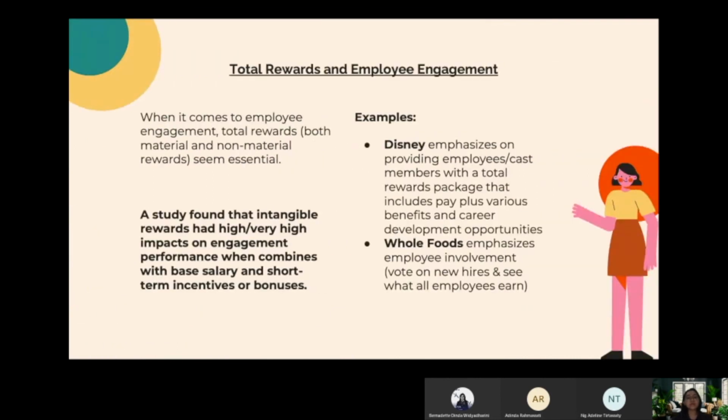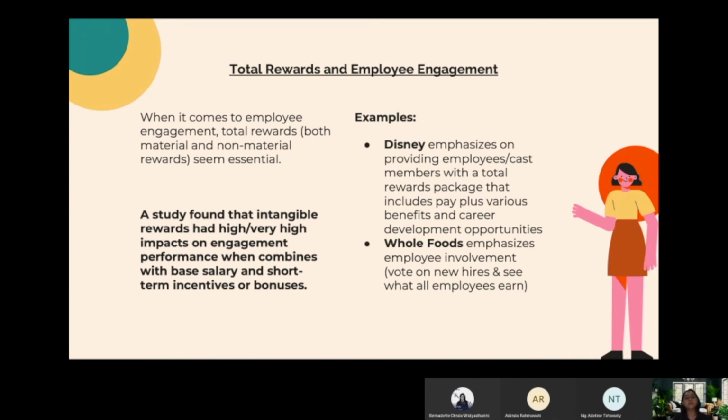So next is total rewards and employee engagement. When it comes to employee engagement, total rewards that we have mentioned before, both material and non-material rewards, seem essential. A study found that intangible rewards had a high or very high impact on engagement performance when combined with base salary and short-term incentives or bonuses.